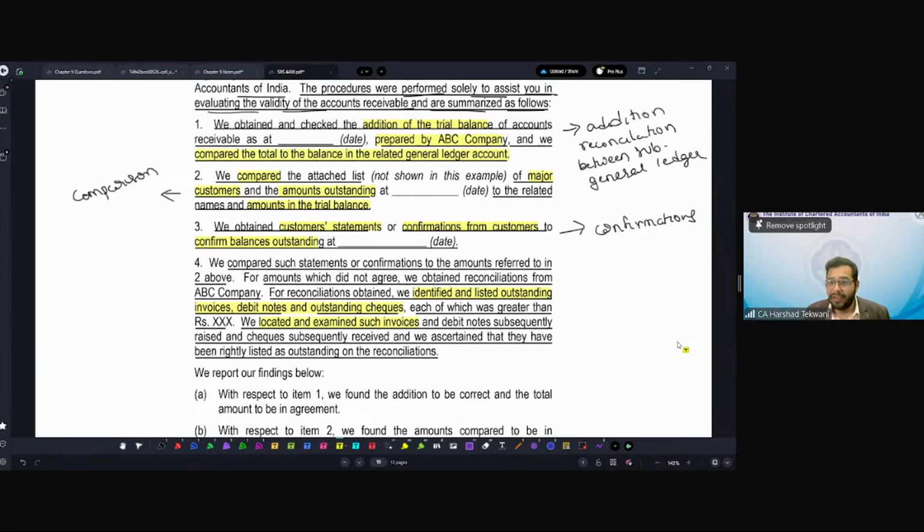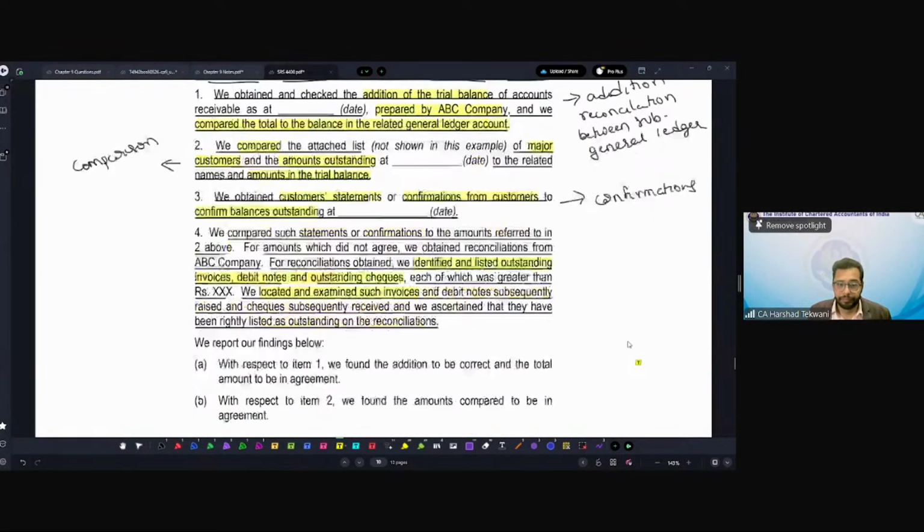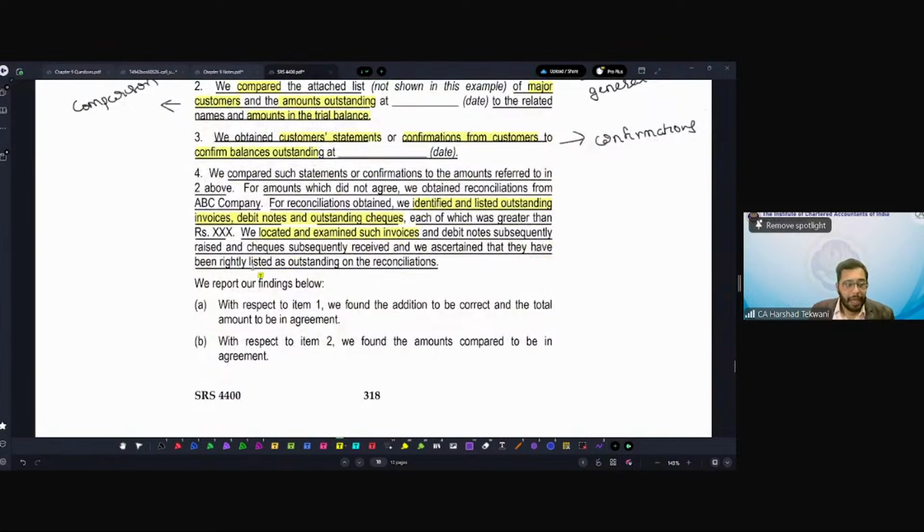Are they saying that these invoices are correct? Are they saying that these invoices represent or reflect true and fair view or do not contain any misstatement? No. They are not commenting on that particular portion. And at the end, they are saying rightly listed as outstanding in the reconciliations. Based on whatever invoices that were given to us, we say that has been rightly listed.